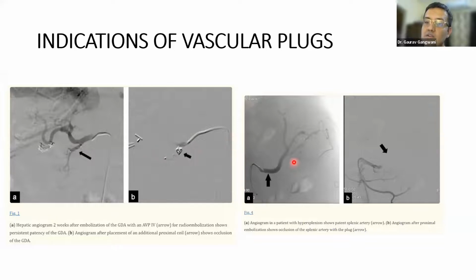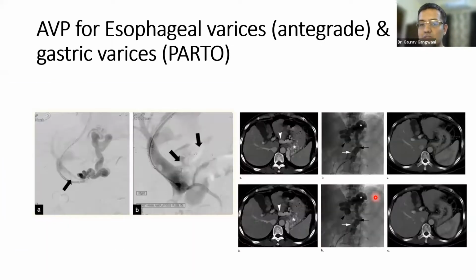This was a case again of a patent splenic artery in a patient with hypersplenism. Again, a single plug did the job and occluded the entire splenic artery, and that reduced the hypersplenism and corrected the pancytopenia. A PARTO being done with a plug and a second catheter being used to inject gel foam so that the varices get treated.